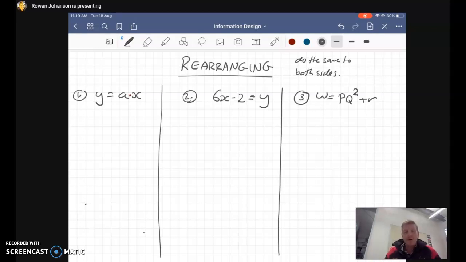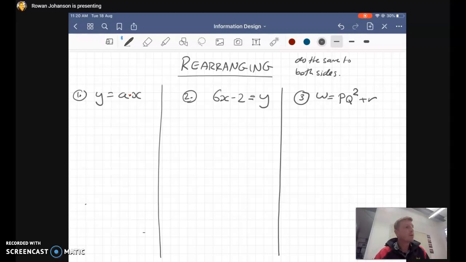Hey guys, welcome. Today I'd like to show you a little bit of how we go about doing rearranging. I'm going to show you 3 examples, and hopefully by showing my working, that's going to help you as you guys approach things. So I'm going to get started here with a real simple one.